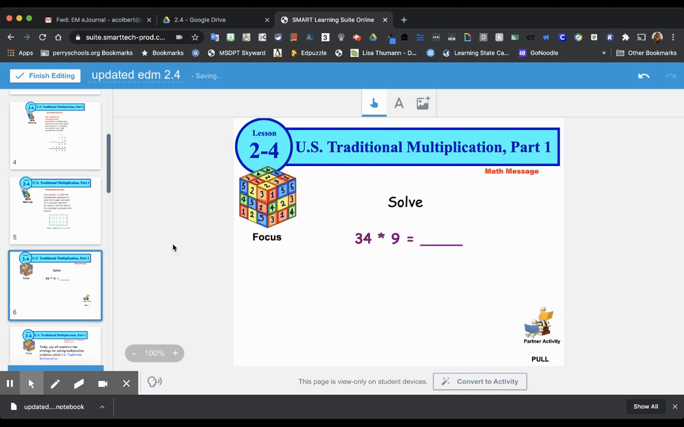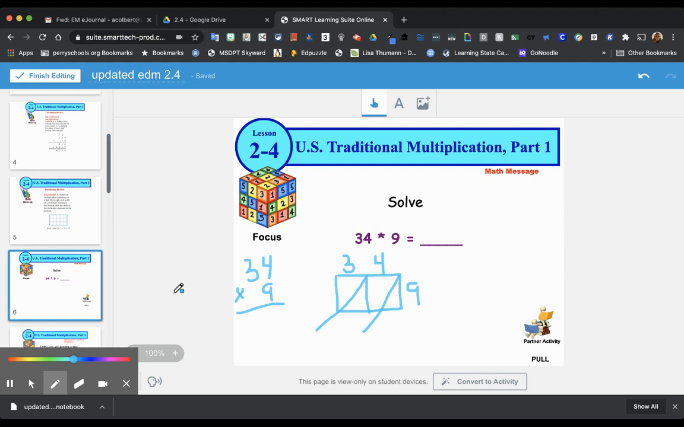So I want you to solve this problem any way you like. You can use any multiplication method that you choose. Pause the video, solve it, and come back. So here I have a couple methods. I have traditional or the partial product setup, and I have the lattice setup. I'm going to use the lattice for this one, just as a reminder.